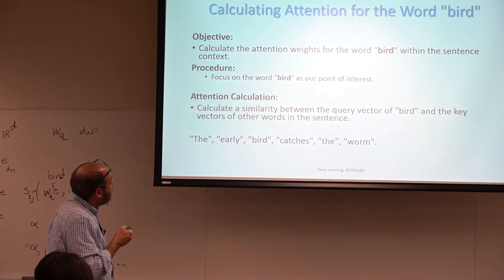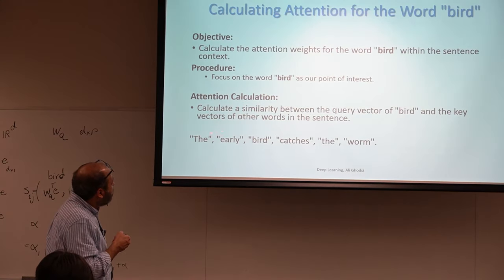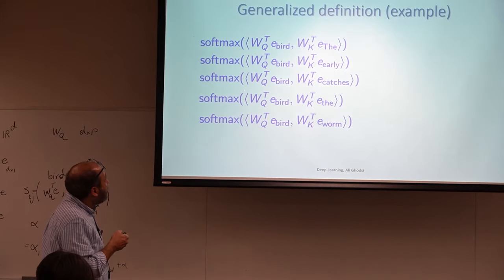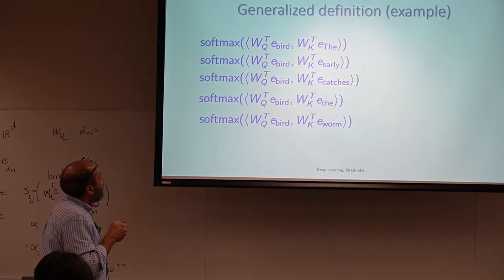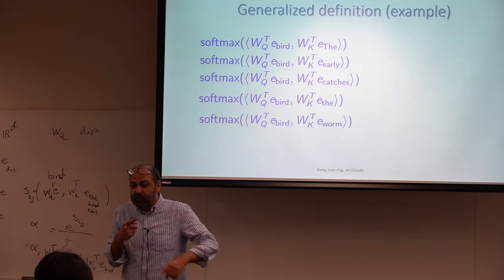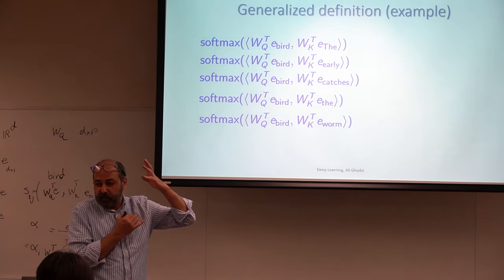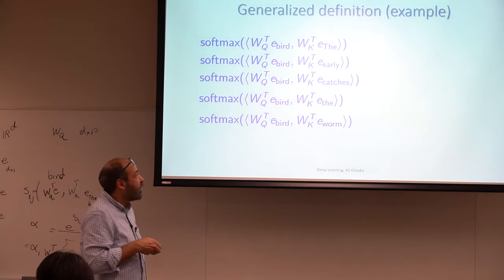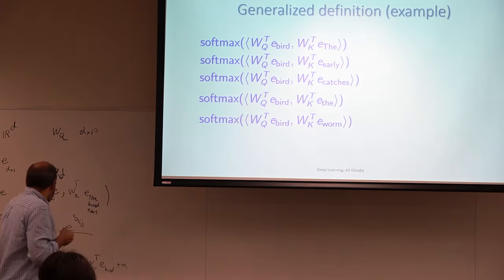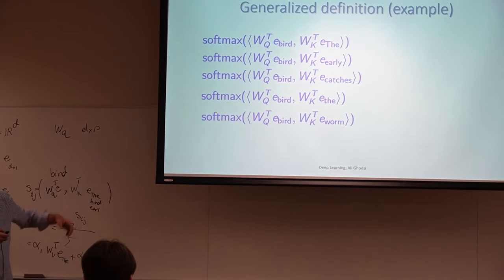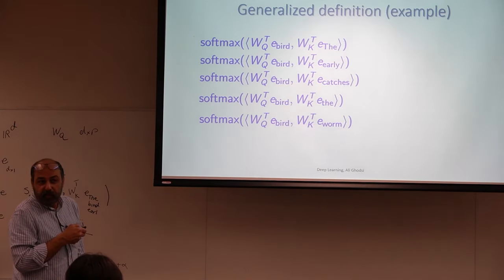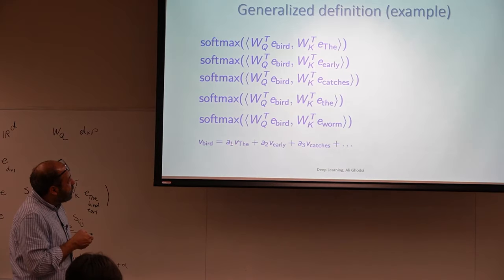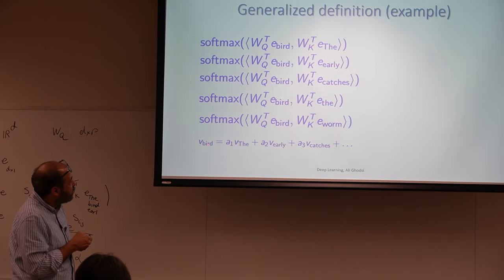We have the word Baird, and you calculate the attention with all of these other words. To calculate the attention, basically you compute the similarity. The common type of similarity is just the dot product of these two vectors. It could be different things as well, but usually it's a normalized dot product. And then apply softmax to make it like a coefficient. So you compute softmax of Baird with all words, and then you have some coefficients: the coefficient times the value of D, the coefficient times the value of early, and all of these values would be the new value of Baird.